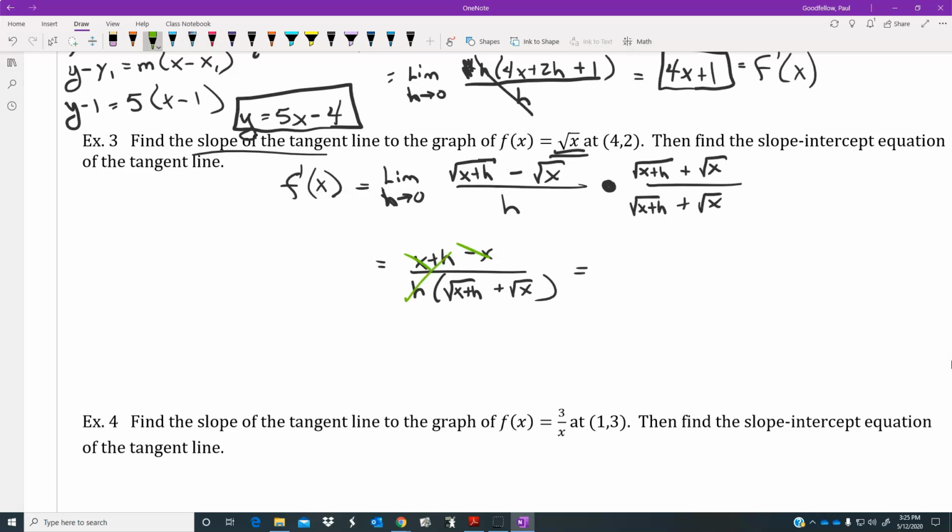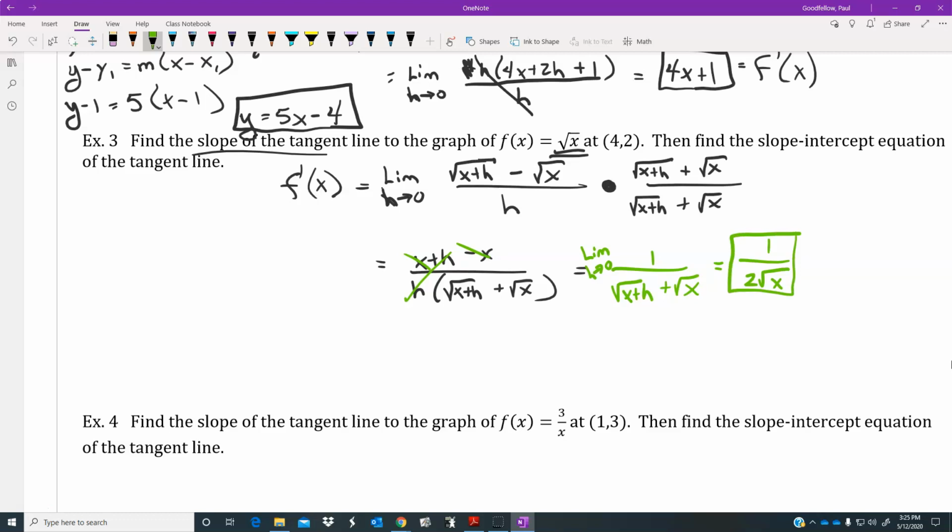That one's on the outside. Those would cancel, and I'd end up with 1 over the square root of x plus h plus the square root of x as the limit as h approaches 0. And as 0 goes in for h, I would end up with a function that says the square root of x plus the square root of x, or 2 square root of x. And that is the derivative of that particular equation.